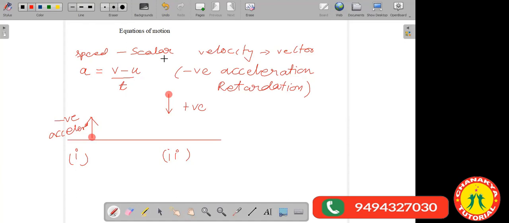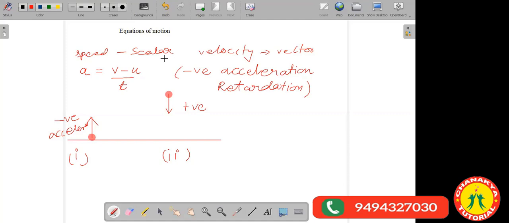Since velocity has magnitude as well as direction, every time the direction of velocity changes, there is an acceleration. Okay, understood? So now we come to the equations of motion.